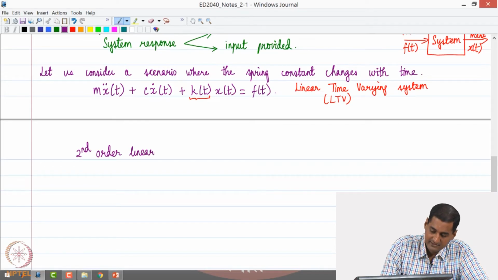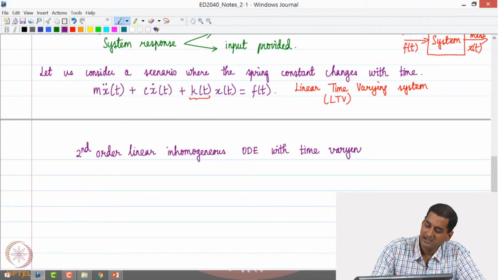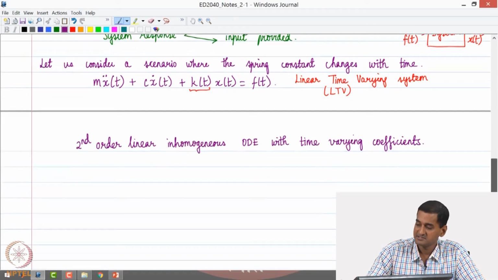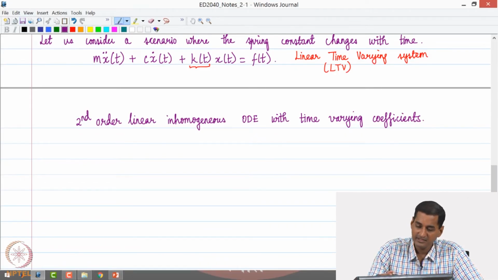linear inhomogeneous ordinary differential equation, but with time varying coefficients. So that is the class of equations that typically would be used to characterize linear time varying systems. So we will have time varying coefficients in the governing equation. So that is something which would come into play.